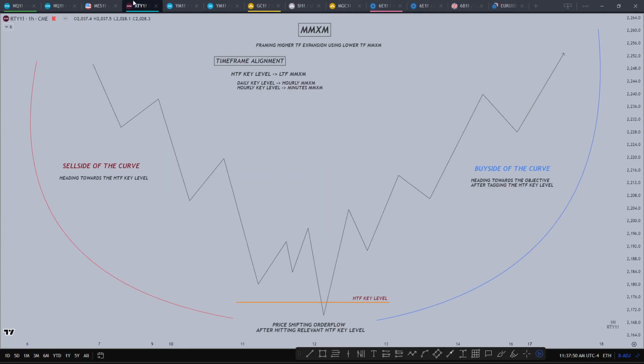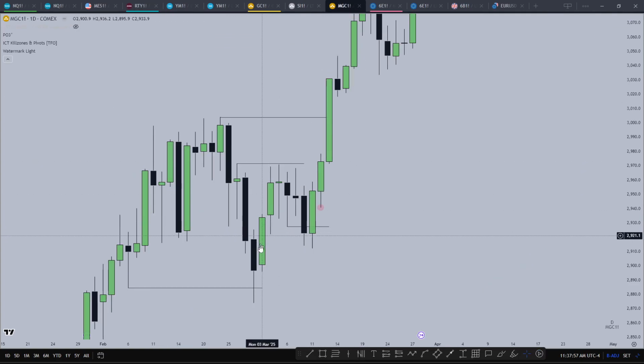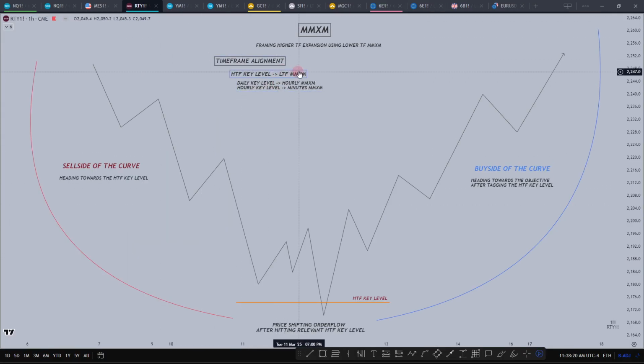Let's talk about this high time frame expansion using low time frame MMXM. Okay, this is high time frame expansion, daily expansion higher from here, price showing manipulation. So you want to trade to the opposing side. This day, this would have been the minimum draw, right? Relevant opposing swing, price showing manipulation from here. So high time frame expansion, how would you frame that? Using low time frame MMXM, daily key level, hourly MMXM.